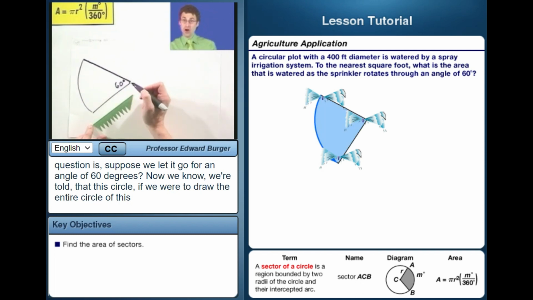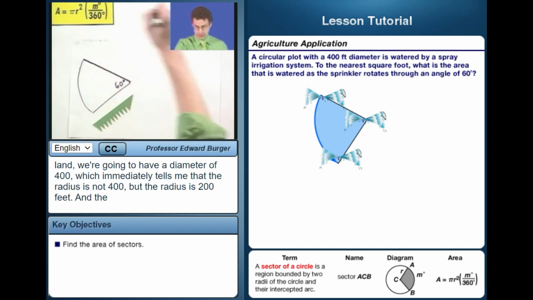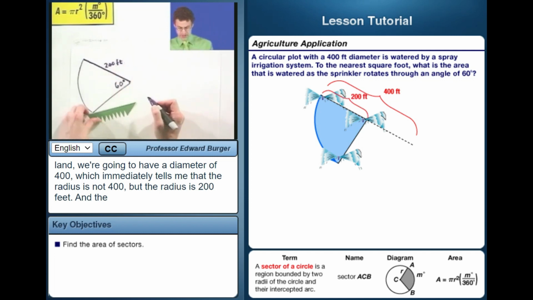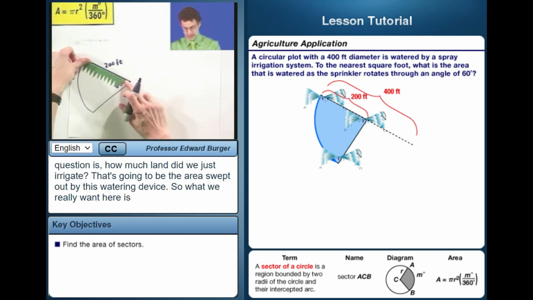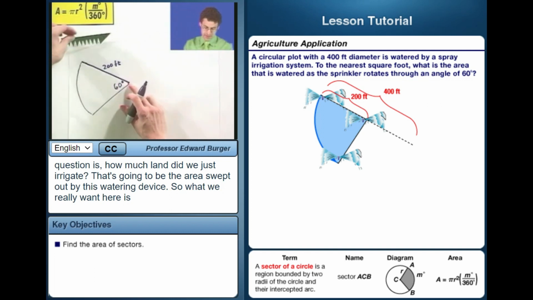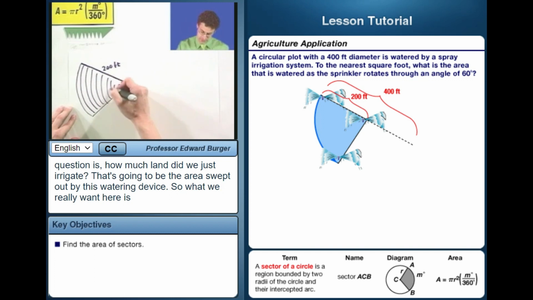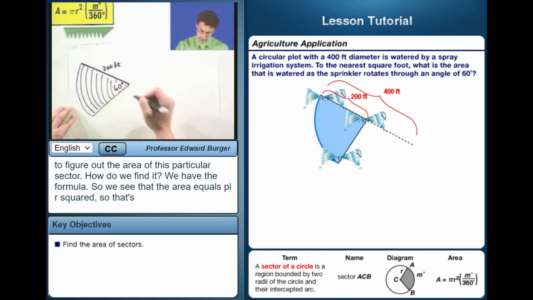Now we're told that if we were to draw the entire circle of this land, it's going to have a diameter of 400, which immediately tells me that the radius is not 400, but the radius is 200 feet. And the question is, how much land did we actually just irrigate? Well, that's going to be the area swept out by this watering device. So what we really want here is to figure out the area of this particular sector. So how do we find it?